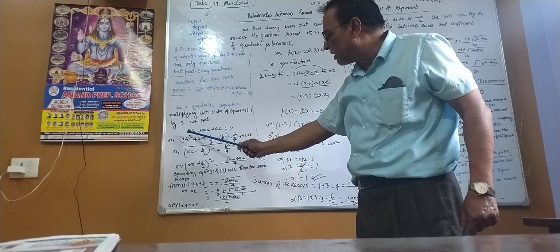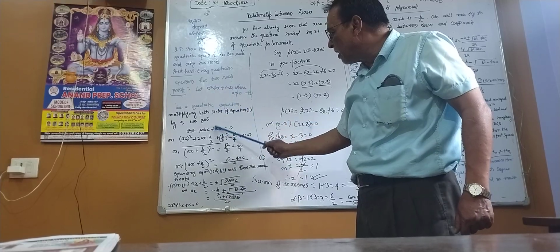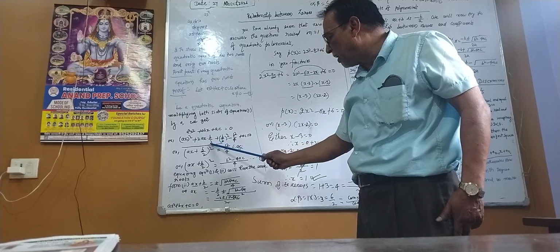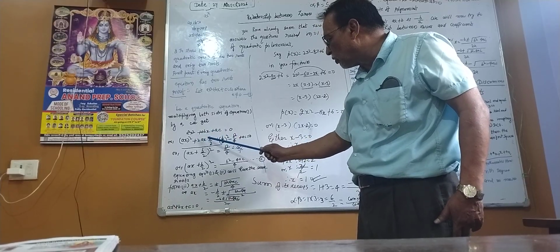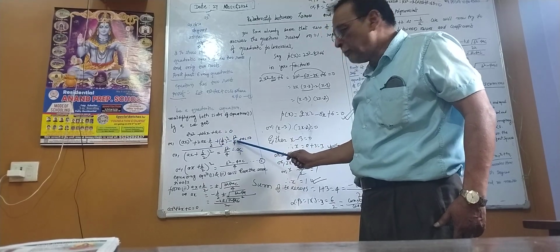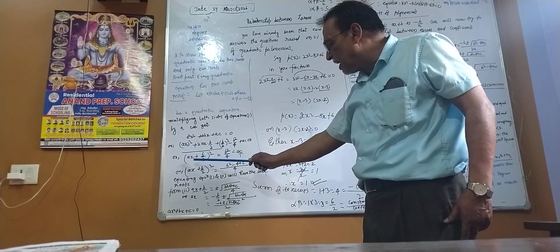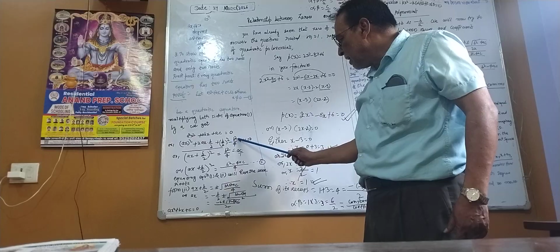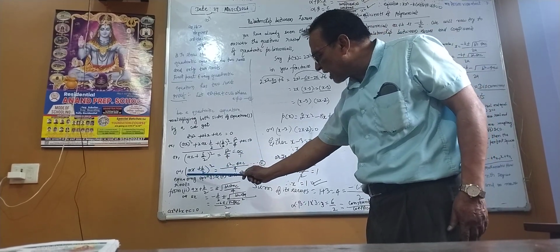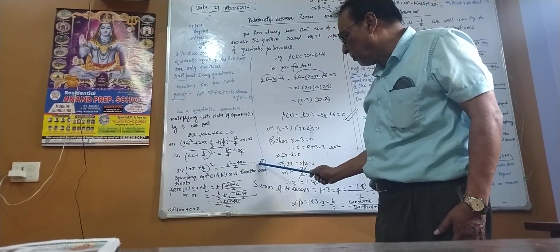This can be written as a square x square plus abx plus ac is equal to 0, or (ax) square plus 2(ax)(b by 2) plus ac is equal to 0. To complete the square, add and subtract b by 2 whole square. This can be written as (ax plus b by 2) whole square, and on the right side, b square minus 4ac by 4. This is equation number 2.